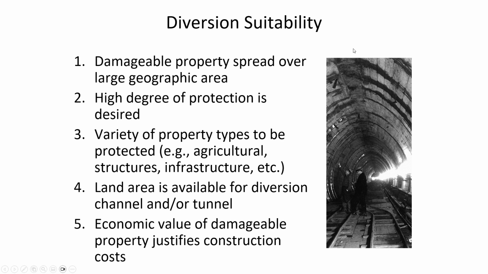So spread out over a large area, high degree of protection. It's suitable for a variety of different types that are being protected. So where you've got mixed use in an area, meaning low value agricultural land and high value built up structures. And you can only do it in locations where the land area is available. And there are a lot of highly urbanized locations where maybe a diversion would be very, very beneficial, but they don't have the clear path to put a new stream, and so it's just not on the table as something that could be possible.